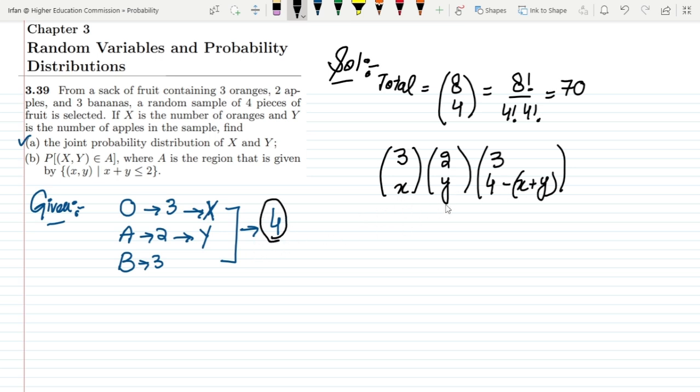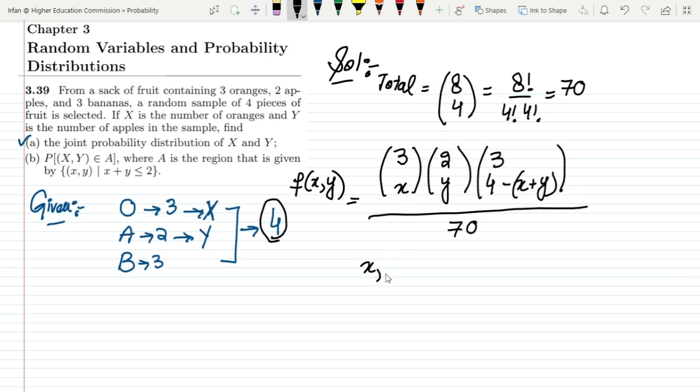I hope you have understood, and we divide it over the total number of selections which has already been calculated, and that is 70. So this would be f of x, y, and this is the joint probability distribution for part A of our question. Here also, what can be the values of x and y?